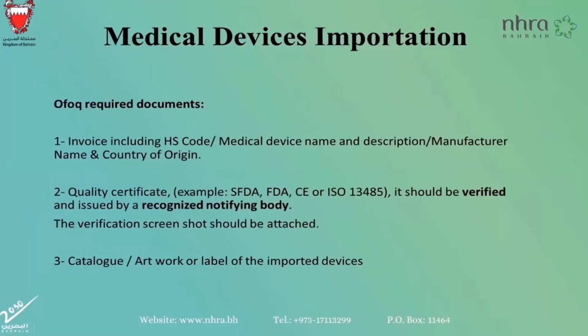Here are the required documents for UFOQ. First, the invoice. The invoice should include the HS code, the device name, the manufacturer name, and the country of origin. Second, the quality certificate. For example, the FDA certificate of foreign government, or the CE quality assurance certificate and the ISO 13485. It should be verified and issued by a recognized notifying body. Please note that the verification proof should be attached. Also, you have to provide the catalog and the artwork or the label for the imported device.